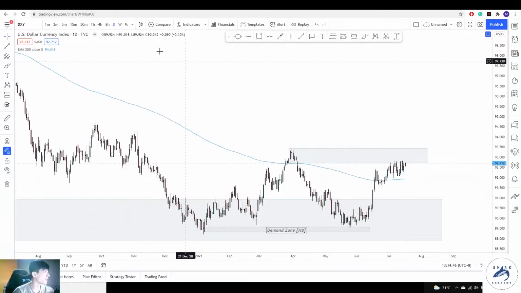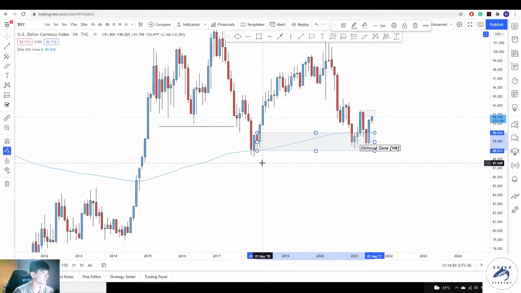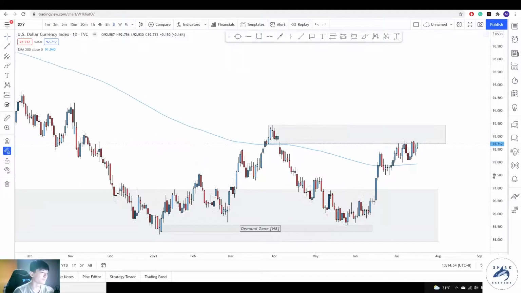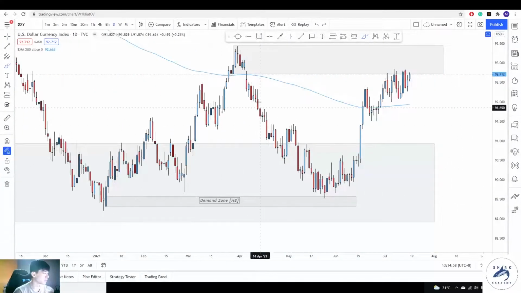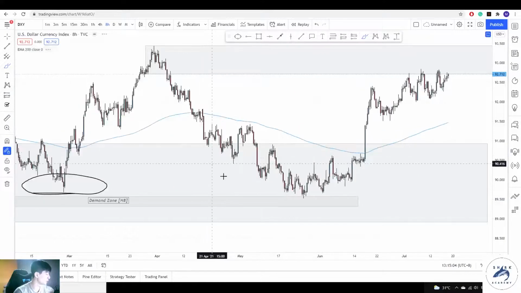Over here, we have a monthly demand zone. You can see this is a monthly demand zone. Price taps into it, failing to create a lower low. You can see price came back down, liquidated this low, and tapped into this 8-hour demand zone. So let's go to the 8-hour demand zone.